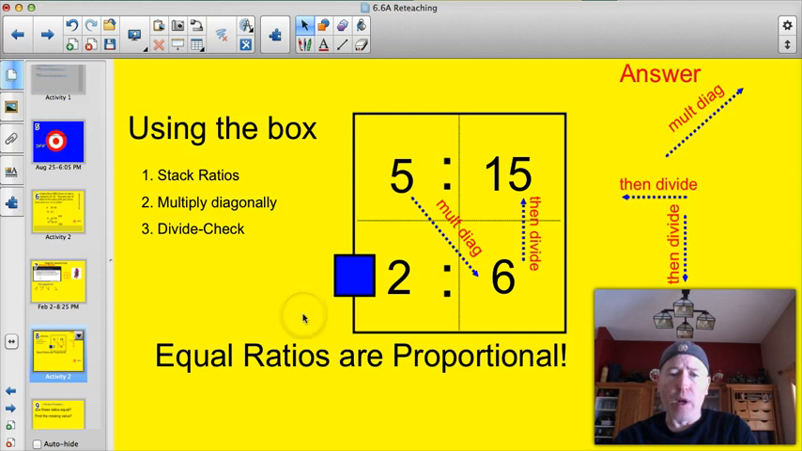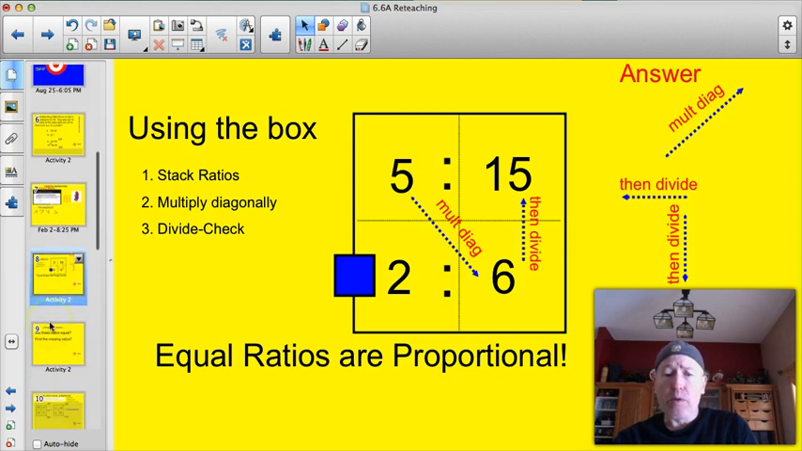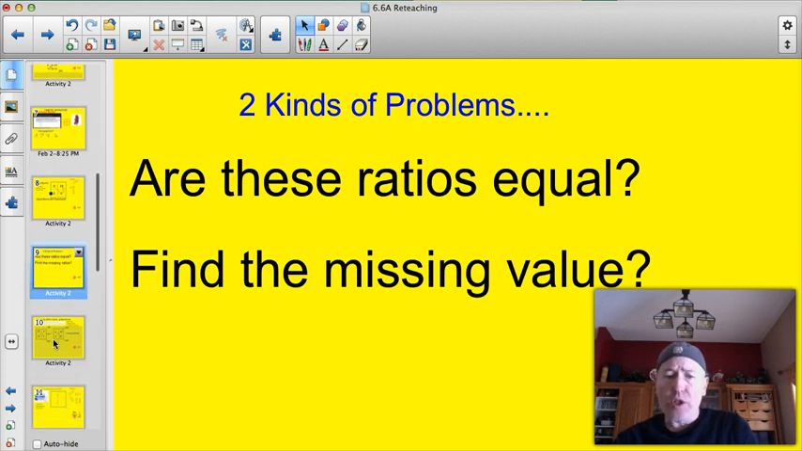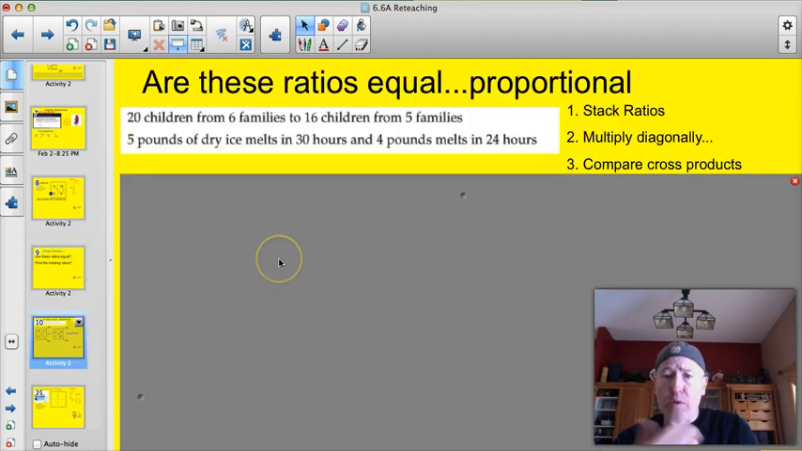Yeah, it works. All right, so what are we going to be doing with this tonight? Well, there's really two types of problems. Are the ratios equal problems? And we're working on a couple of those. And then find the missing value problems. And we've kind of even done one of those. So let's start off with, are these ratios equal? Here are a couple of questions, typical of what you'll be asked in testing situations.